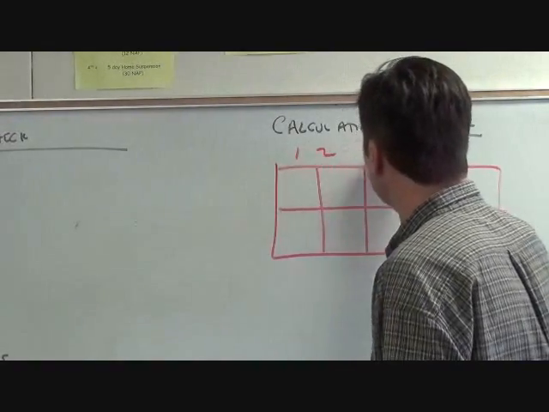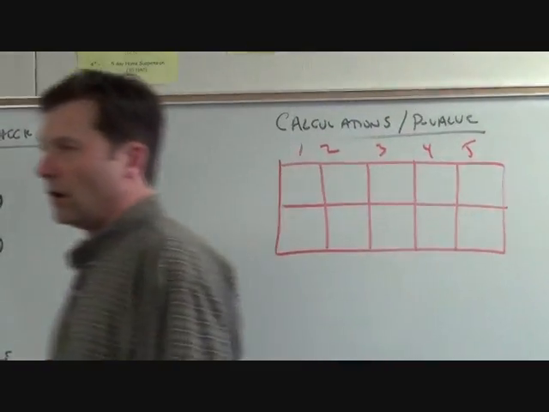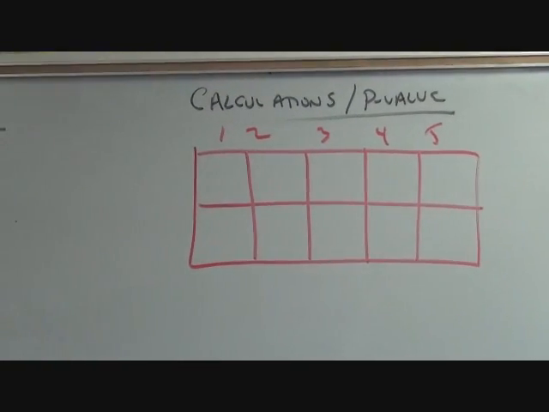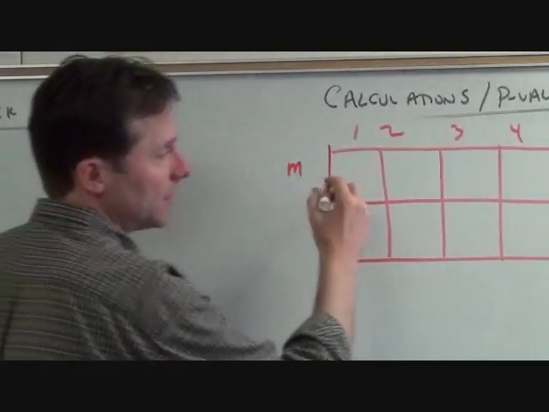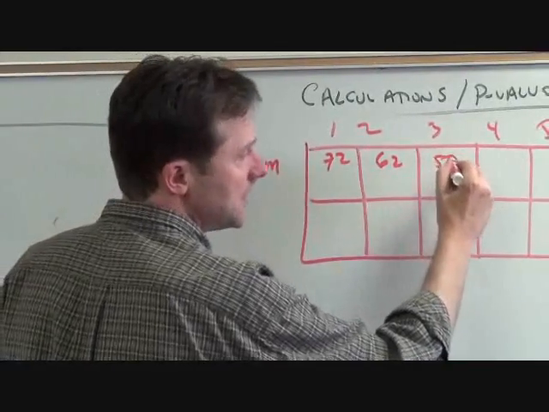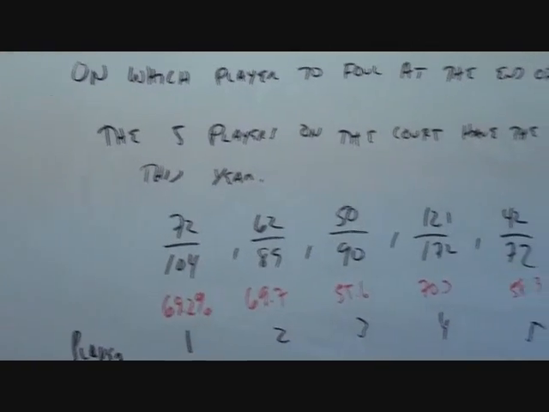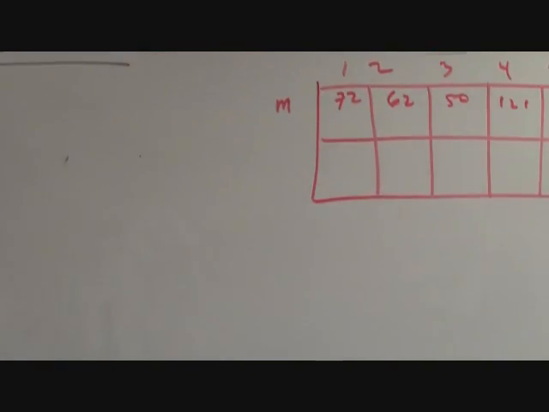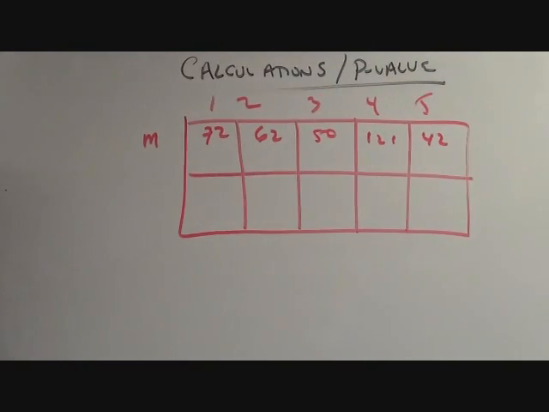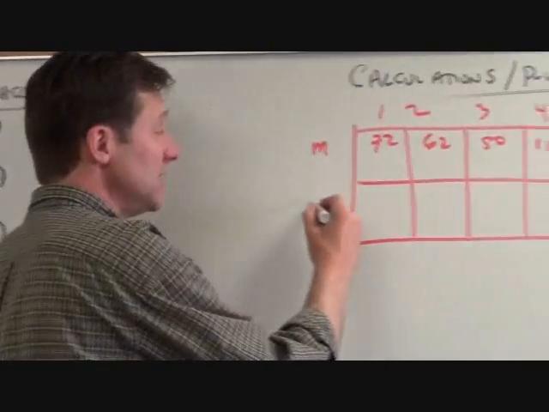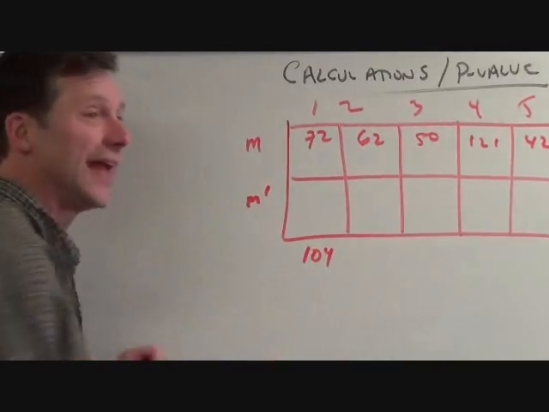You've done this before. We're going to put those free throw numbers into this box. We'll call this the makes. So this would have been 72, 62, 50, 121, and 42. Now the question is, where does the 104 go? We've done this before. Does the 104 go in a box anywhere, or is it a total? It's a total, right? So this could be makes, and this could be misses. The 104 goes down here.